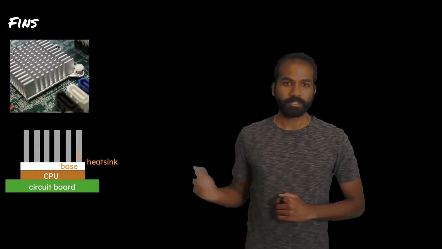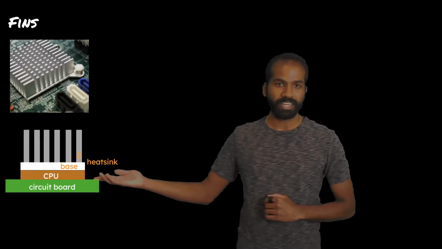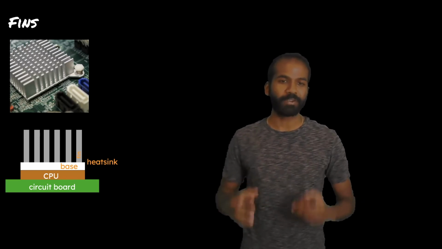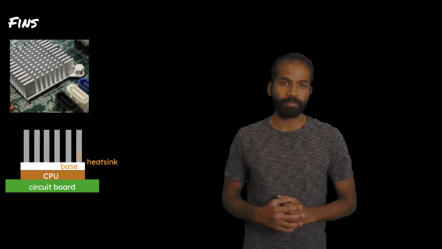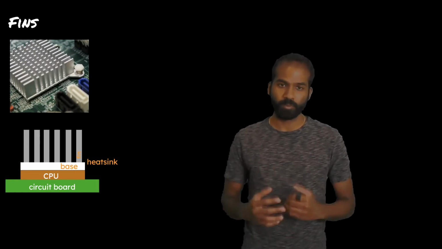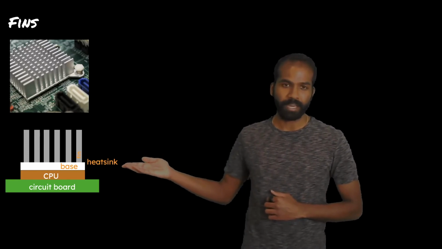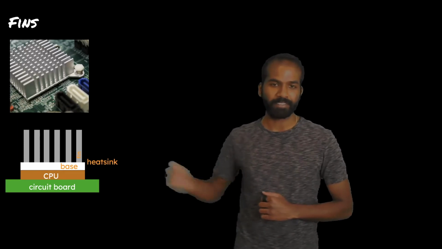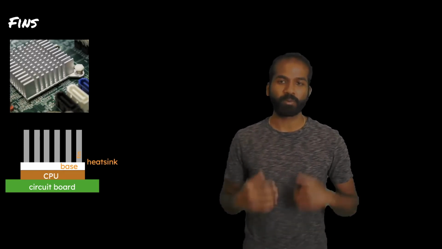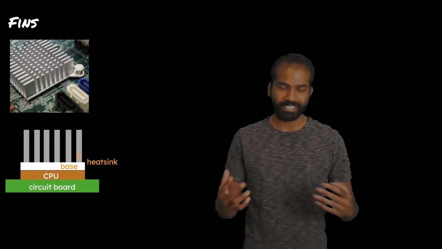The circuit board is the green part at the bottom here. On top of that is a component like a CPU. That CPU generates a lot of heat, and it would destroy itself if we didn't have some method by which that heat could be removed. That's what a heatsink is for, this object up top, which has a base and fins that come out of it. These fins create more surface area, and that surface area allows us to dump more heat to the environment.